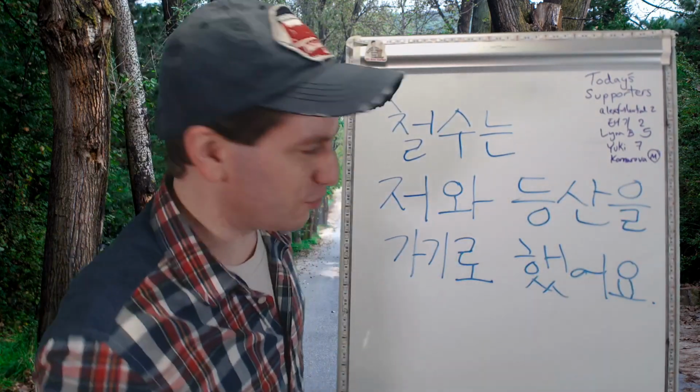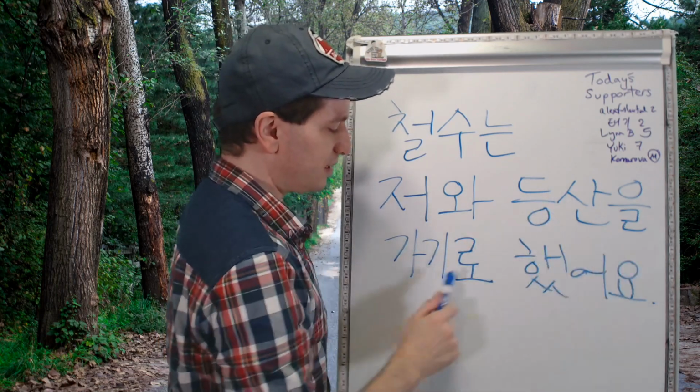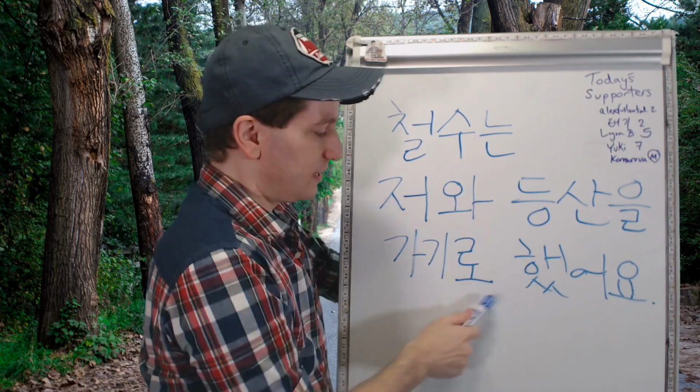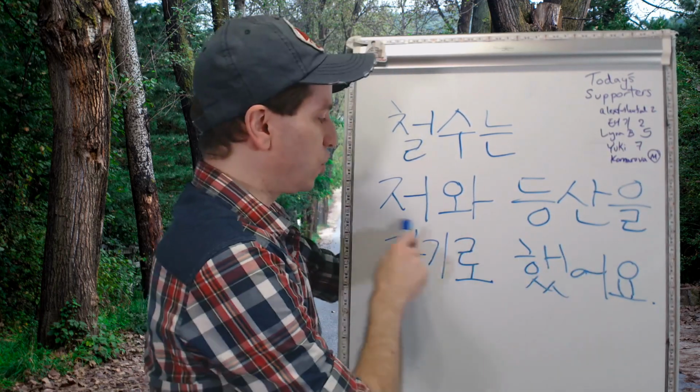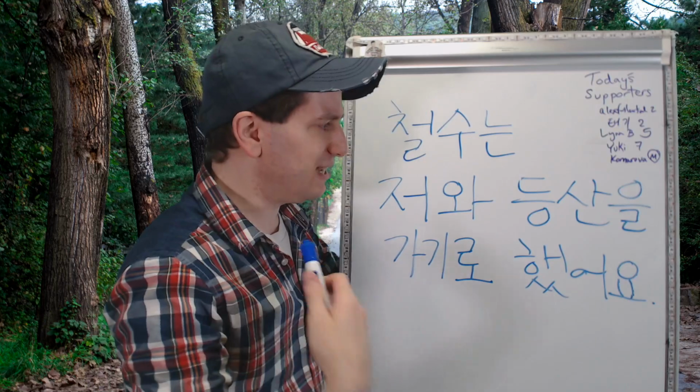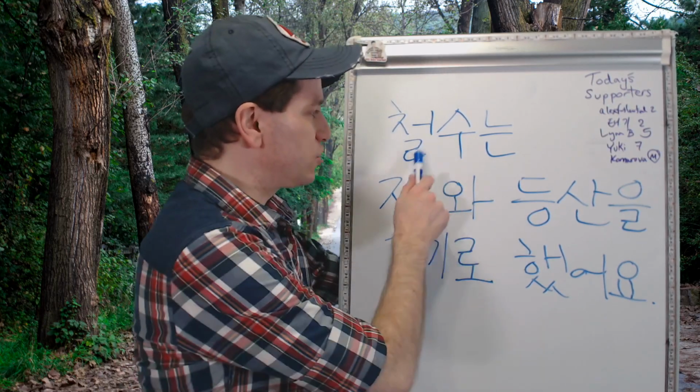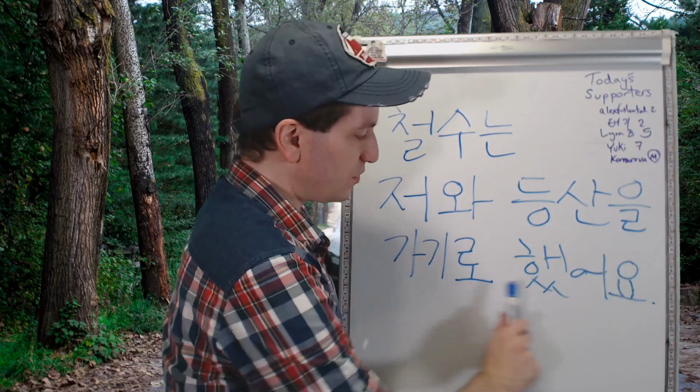철수는, so 철수, our friend 철수, 저와 등산을 가기로 했어요. 철수 decided to go on a hike. 등산, 저와, with me. So he decided to go hiking with me. 철수는 저와 등산을 가기로 했어요.